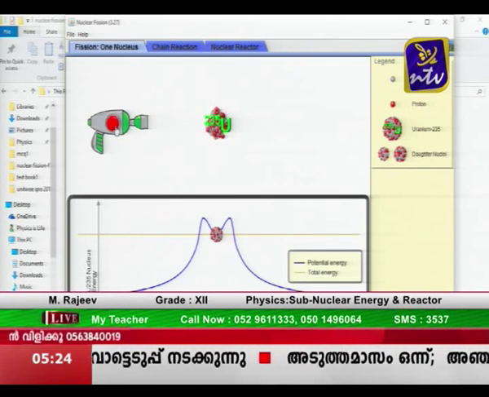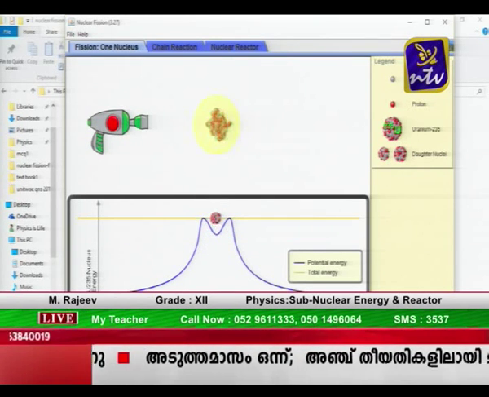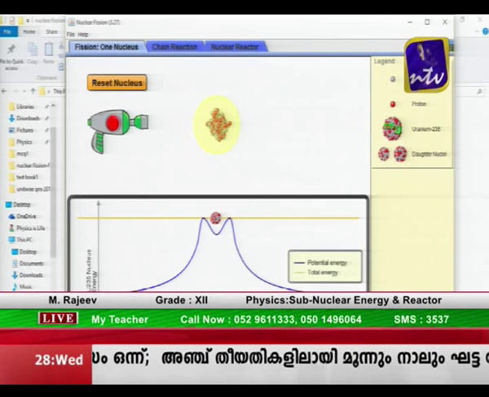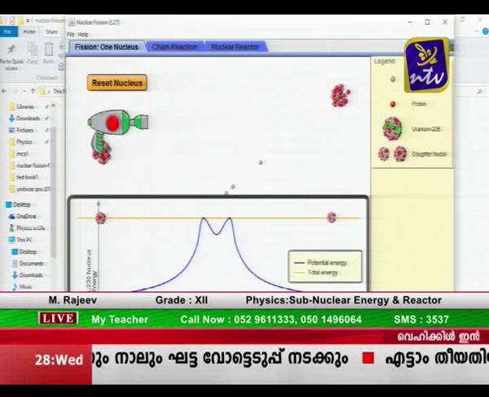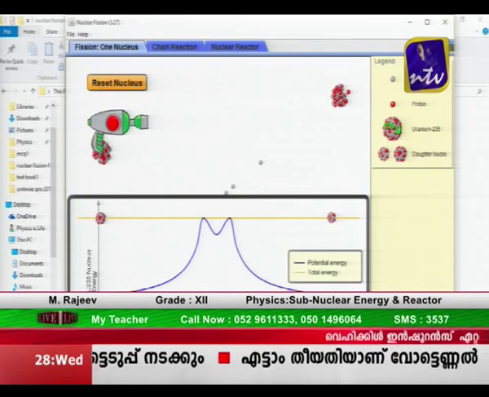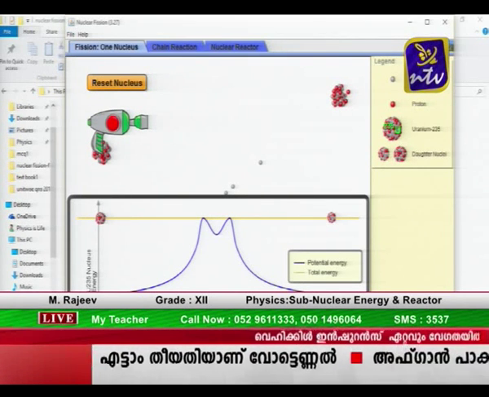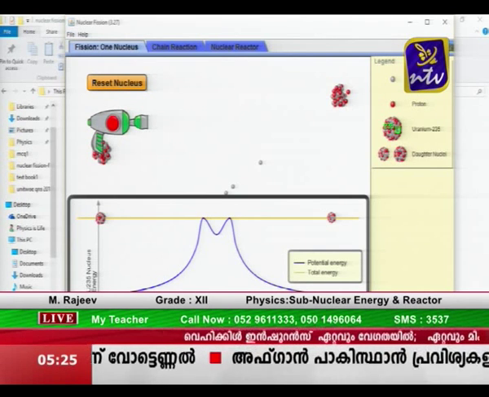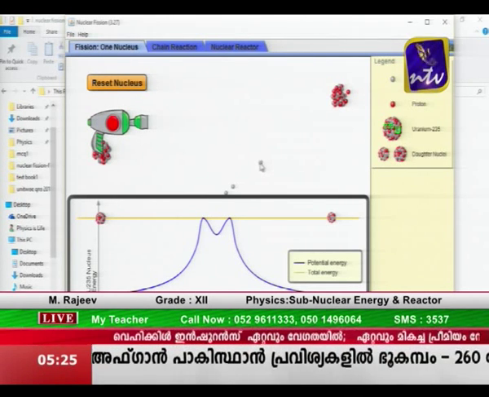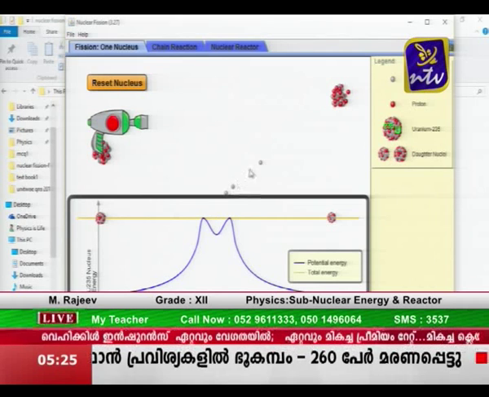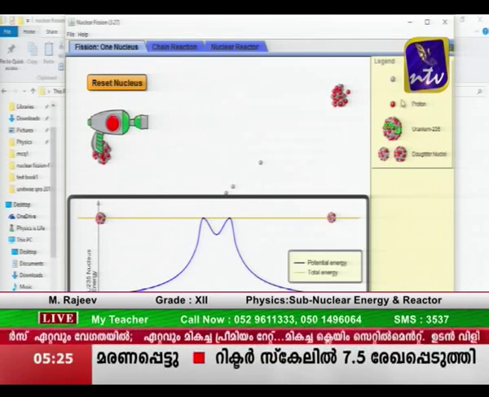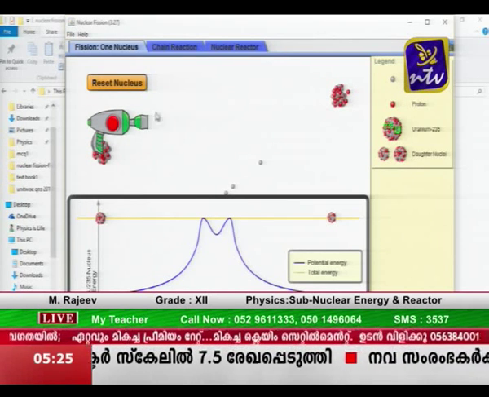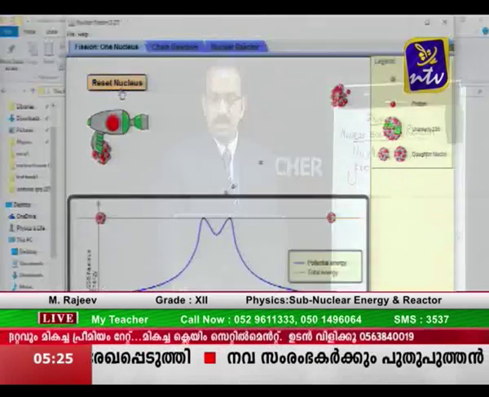I'll just pause in between. See, now it is highly unstable. Now what happens? It splits. When it splits, it goes into two fragments, which are the barium and krypton nuclei. And you can also see on the screen, these are the neutrons, 1, 2, 3 neutrons. This is indicating a neutron.